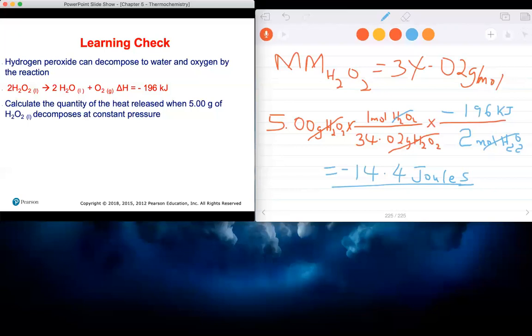I've used different text, and the wording might make a difference. For example, I can say this is the amount of heat evolved, or sometimes they might say heat release. So this is the heat release, negative 14.4 kilojoules, and it is exothermic. So the point here is you have to use the equation to generate your conversion factor.